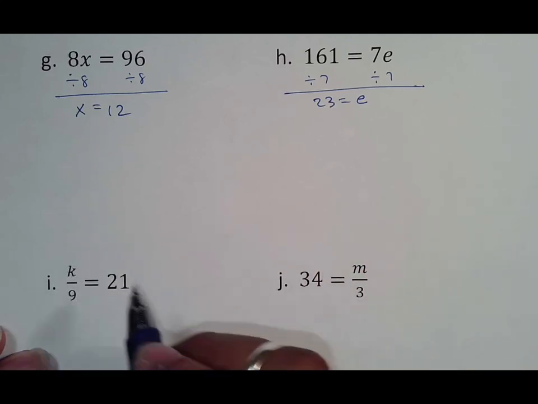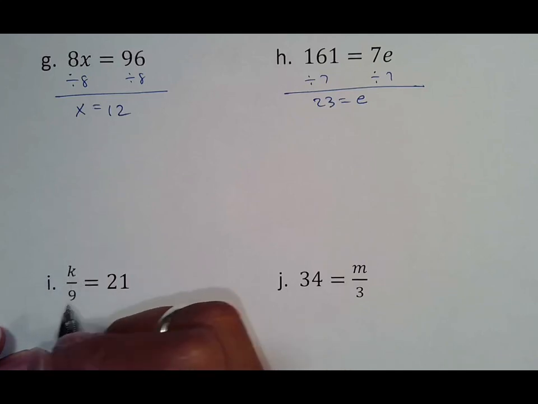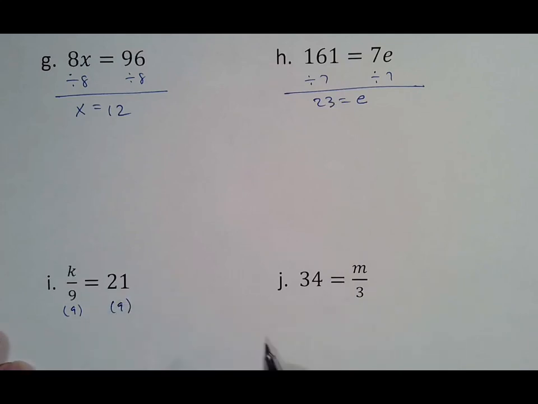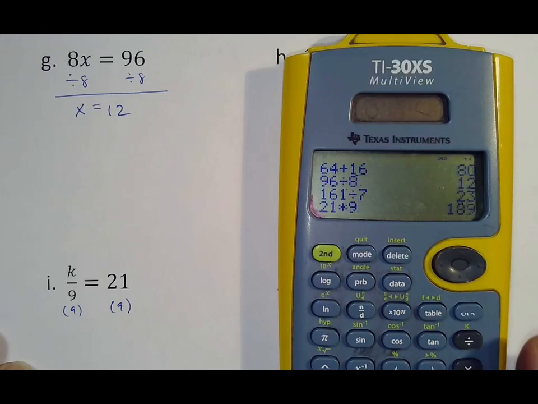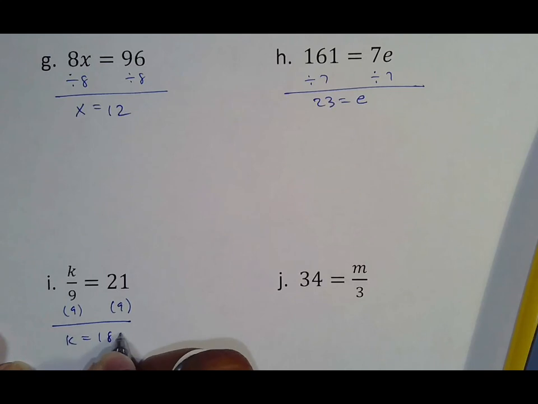On the division ones, which we learned yesterday, k over 9 equals 21. This is k divided by 9, so if you want to get rid of the 9, we need to multiply by 9 by putting the 9 in parentheses. We then do 21 times 9, which is 189. So k equals 189 here.